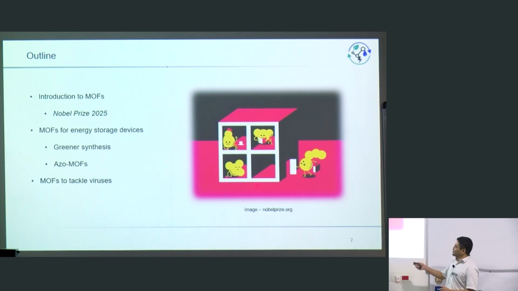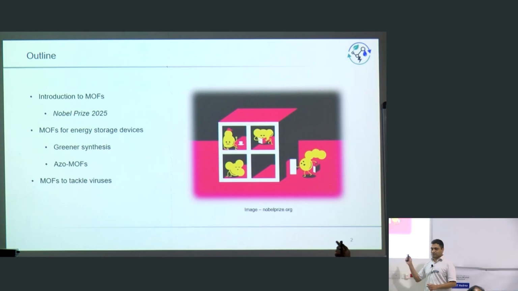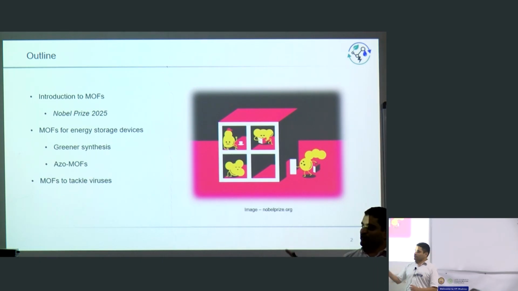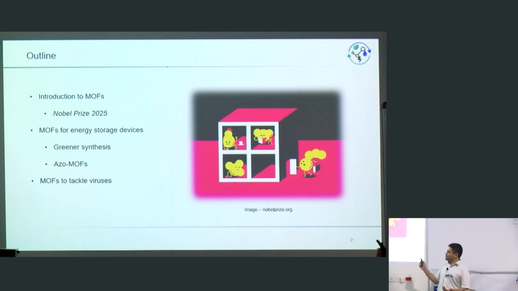So I'll start with this particular image on this slide, which is the same image that the Nobel Prize website, nobelprize.org, had when they announced the Nobel Prize for chemistry this year. What they wanted to show with this image, for a layman or someone who doesn't understand what MOFs are, is that this is like a place of residence. It's empty inside. It's got doors and windows. People and guests can come inside. They can spend time, they can reside there, and then they can leave.